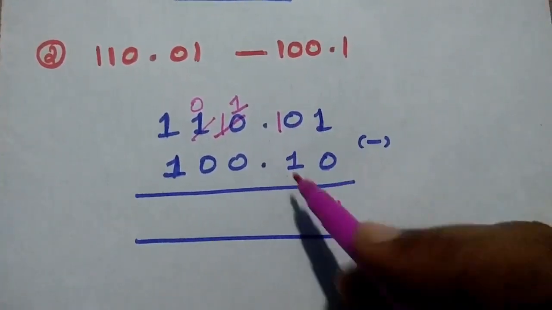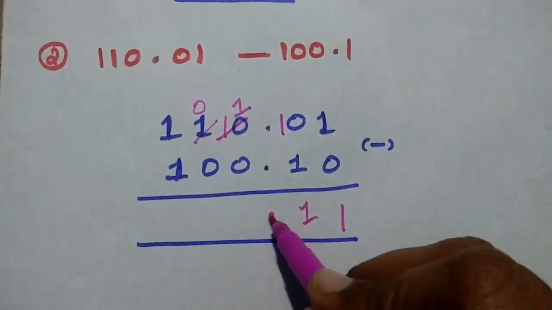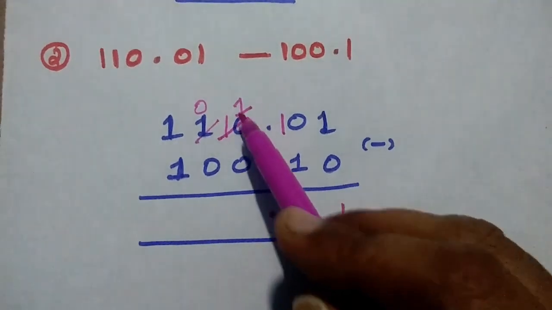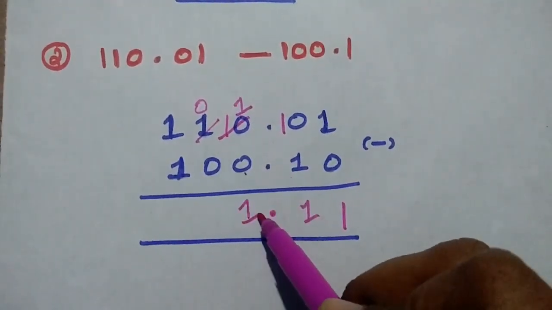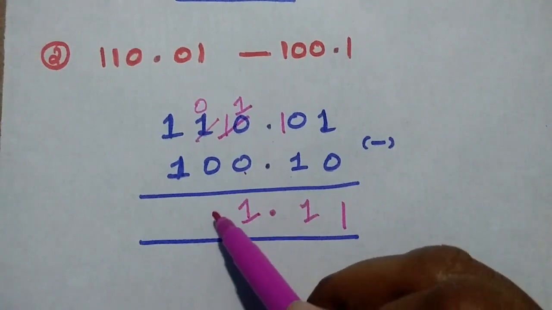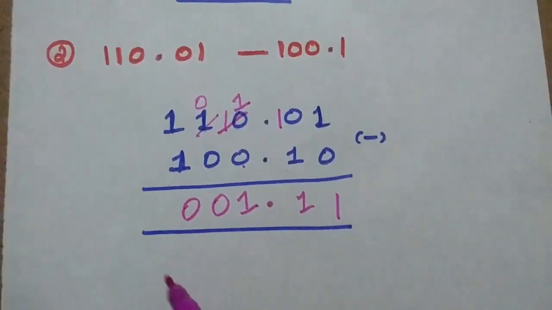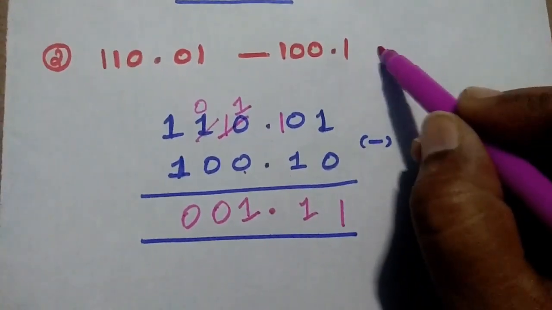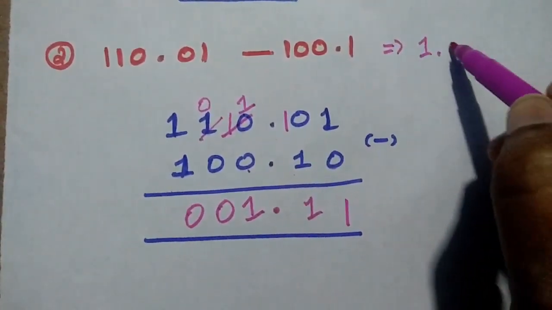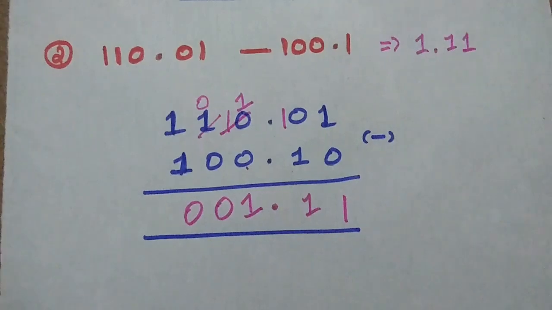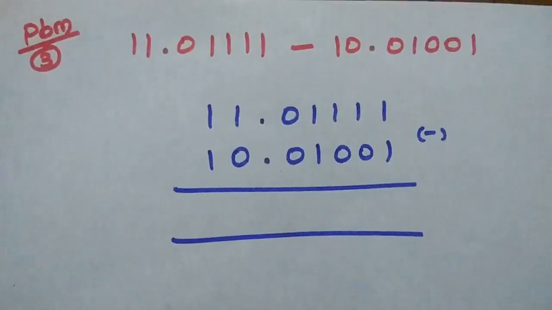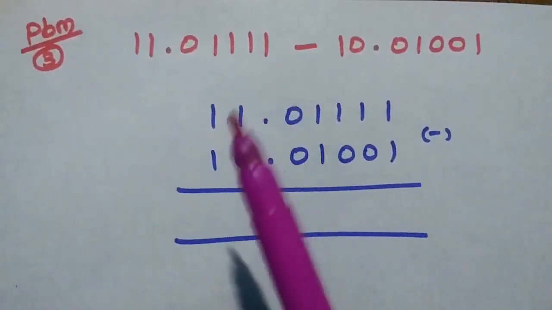10 minus 1 is 1, then the decimal point. Here we have 1 minus 0 is 1. This term is 0 minus 0 is 0. 1 minus 1 is 0. Finally, we can get the answer as 1.11.